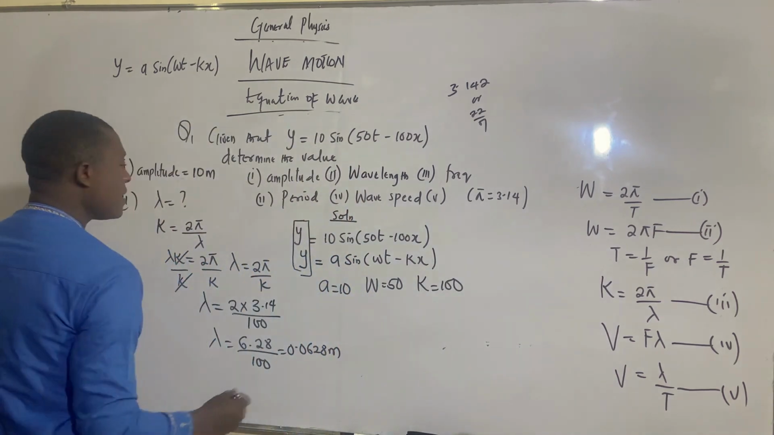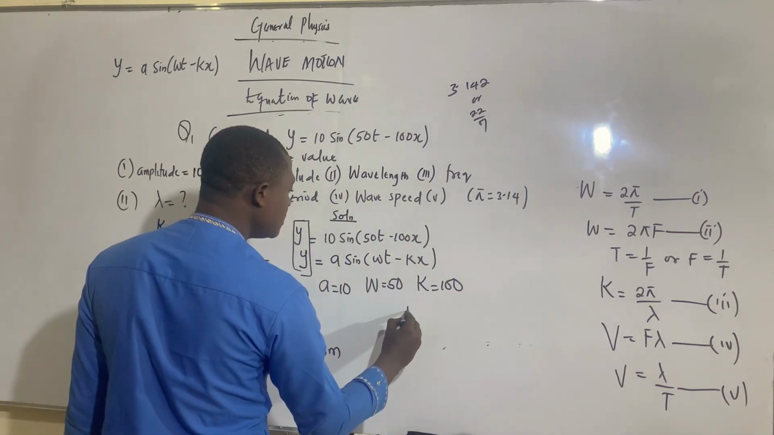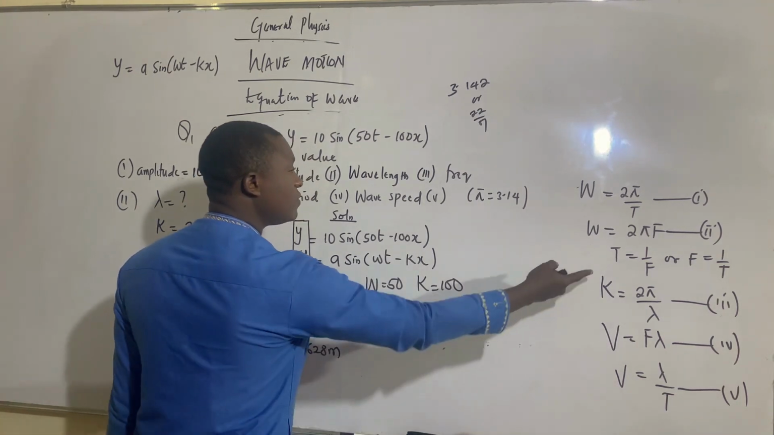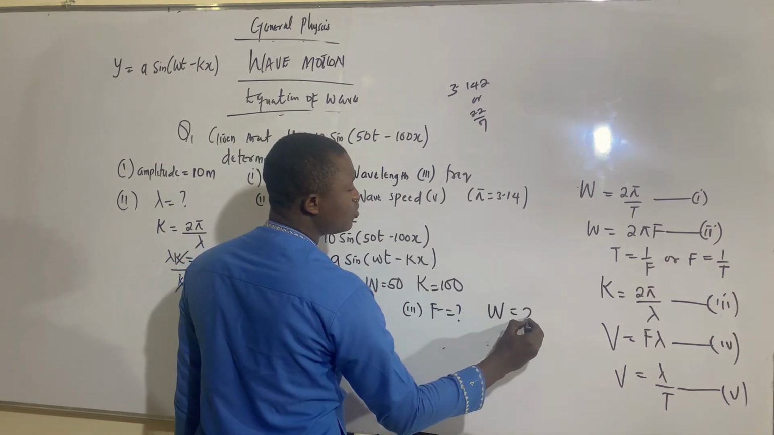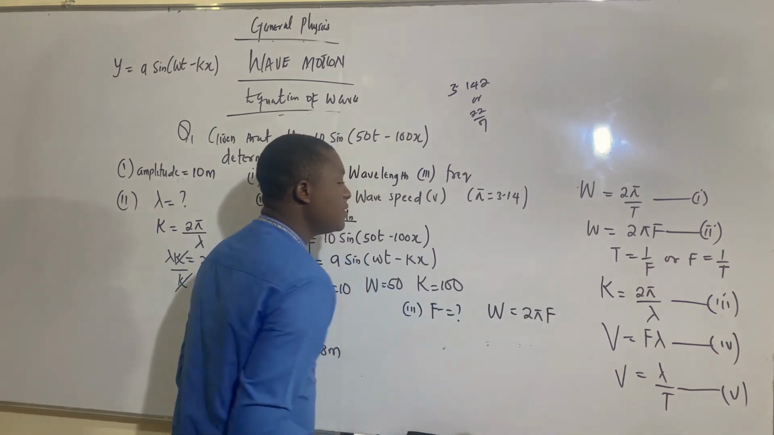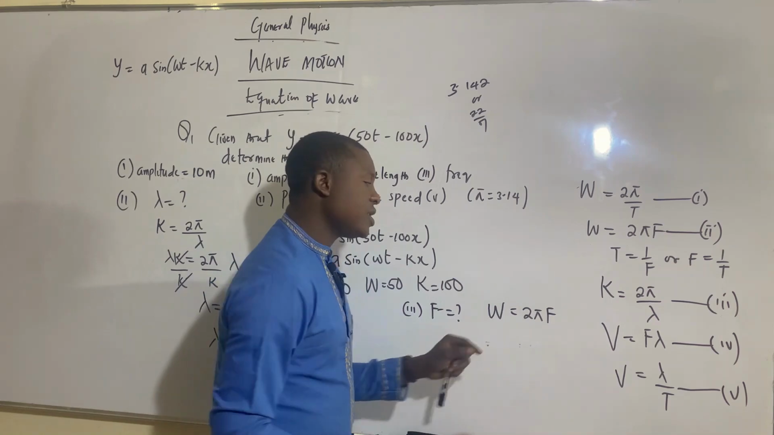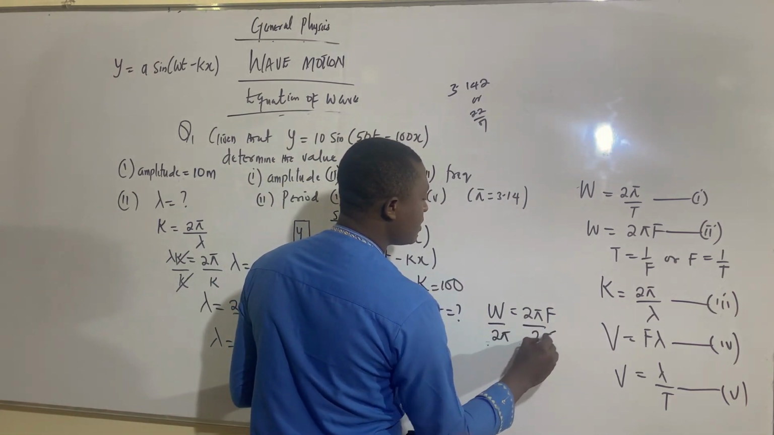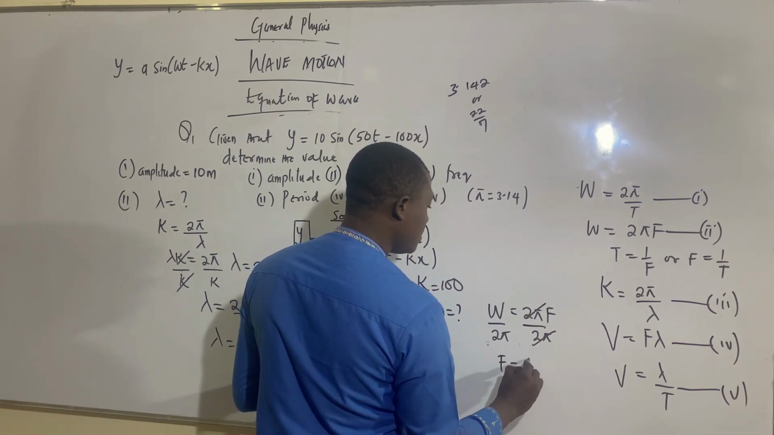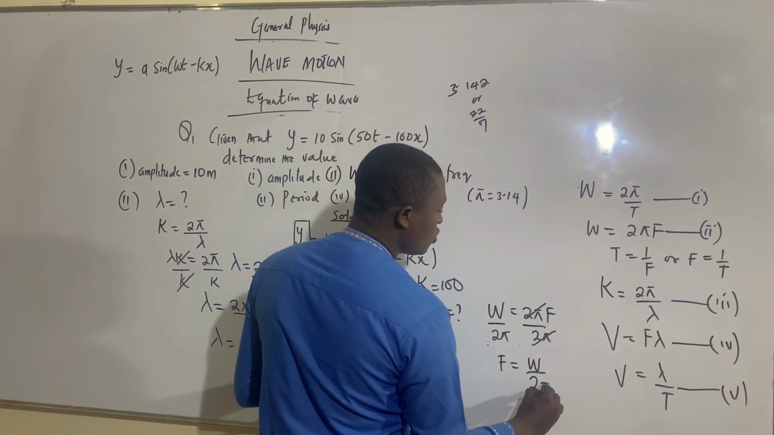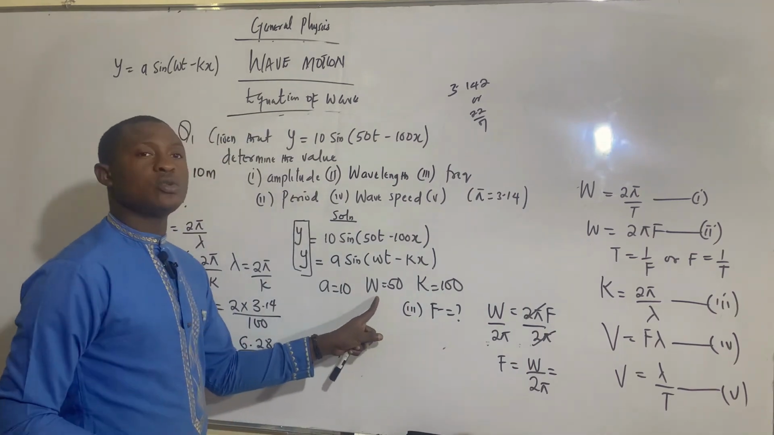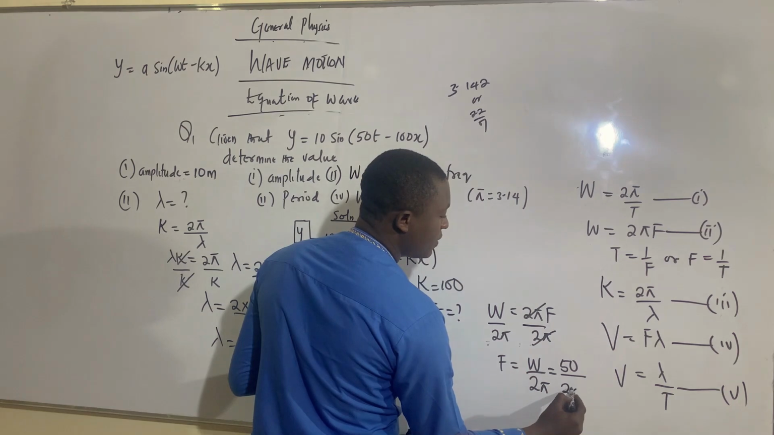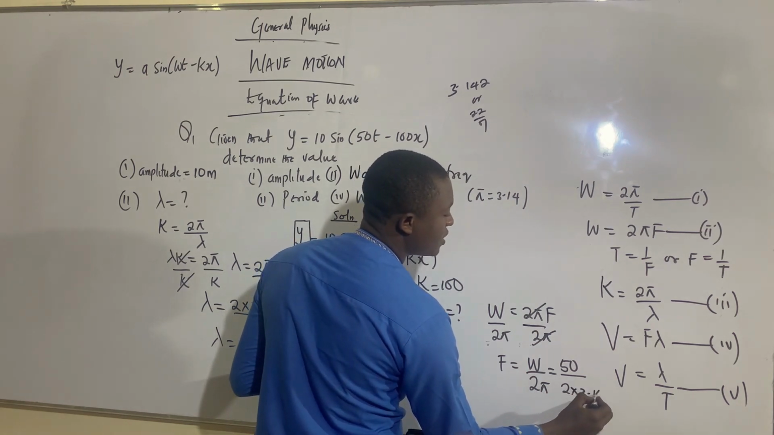So now let's find it here. The third one, we have to determine the frequency. From that equation we know that omega is equal to 2 pi f. Now I want to make f the subject, so I divide both sides by 2 pi. If this cancels this, I will have frequency equal to omega over 2 pi. From the data we are given that omega is equal to 50.